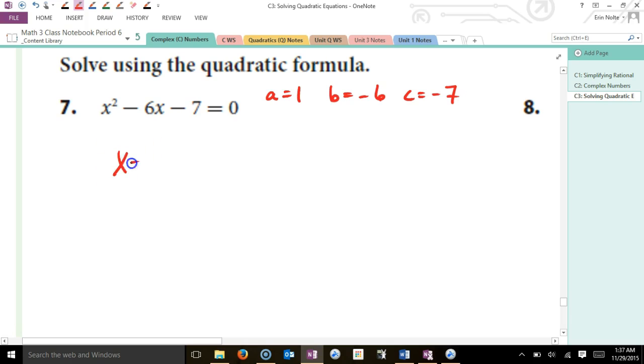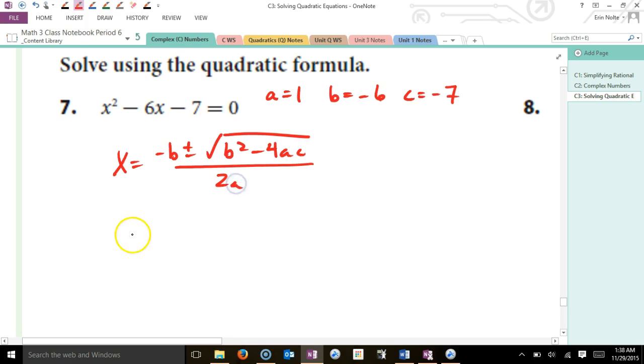Okay, so here it goes. I'm going to write down the quadratic formula. Negative b plus or minus the square root of b squared minus 4ac all divided by 2a. Alright, so negative b. What is my negative b value? 6. Good. So positive 6 plus or minus my b value squared, 6 squared, minus 4 times a. What's my a value?